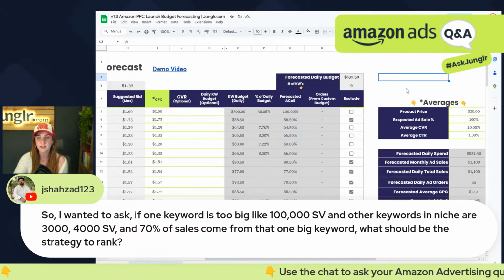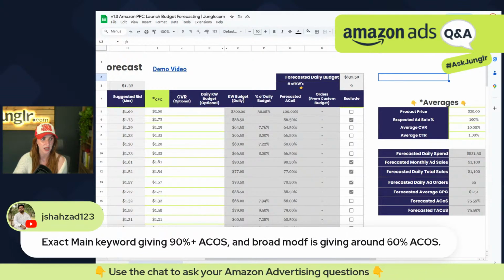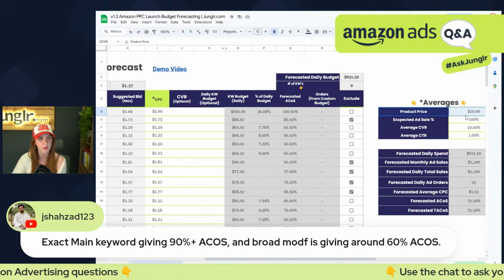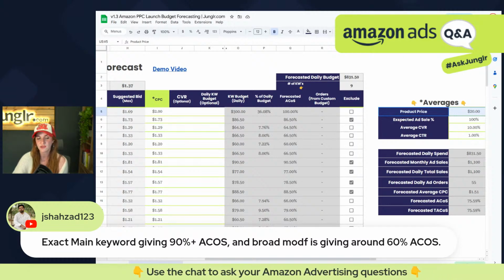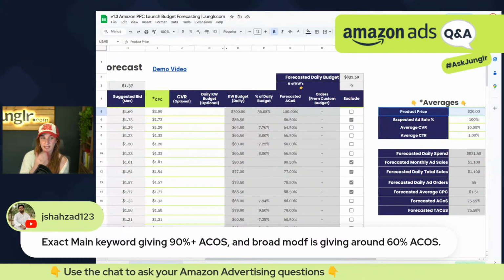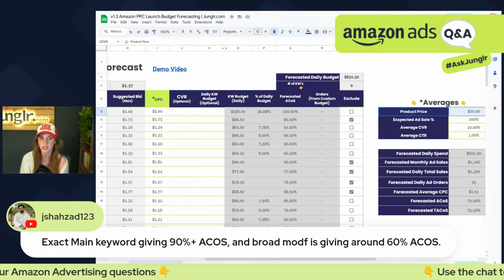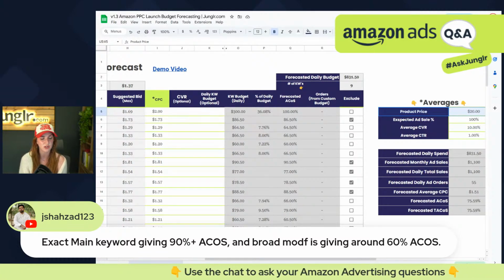Now, what I will say, you're saying exact match is 90% ACoS, which is probably correct. Here you can see I'm forecasting for 100% ACoS because I have a $20 product price. So to go after it aggressively in exact match, that would be what you would want to do for ranking. You probably want a single keyword exact match campaign, and you're going to go super aggressive with the bid, and the goal there is not profitability, it's to increase ranking.